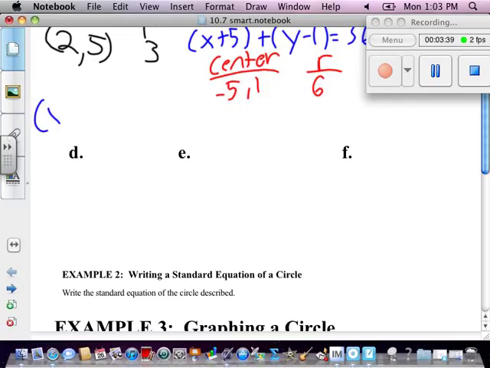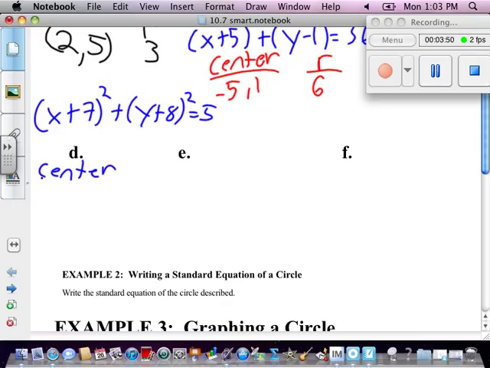We've got (x plus 7) squared plus (y plus 8) squared equals 5. Let's first talk about the center. Jada, what do you think the center would be? Negative 7, negative 8. Okay, so that's just the opposite. Now here's the hard part, Jada. What would the radius be? Square root of 5. That is the correct answer. Good. You can if you want. I would give you credit either way.